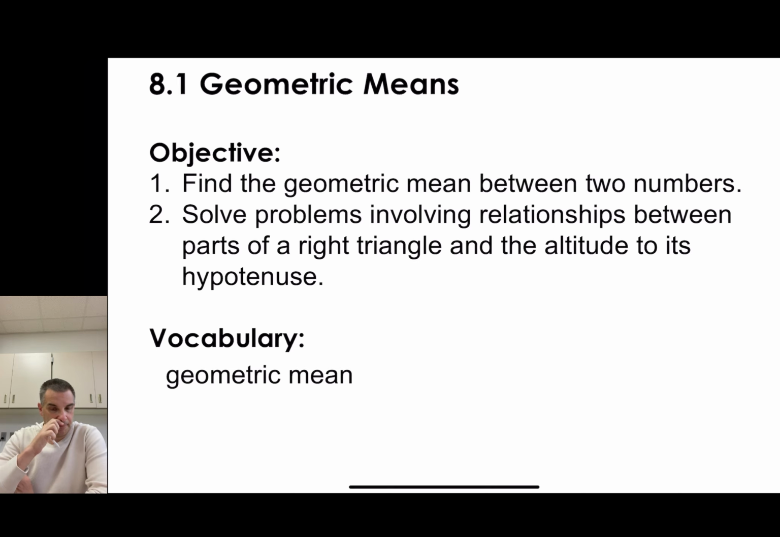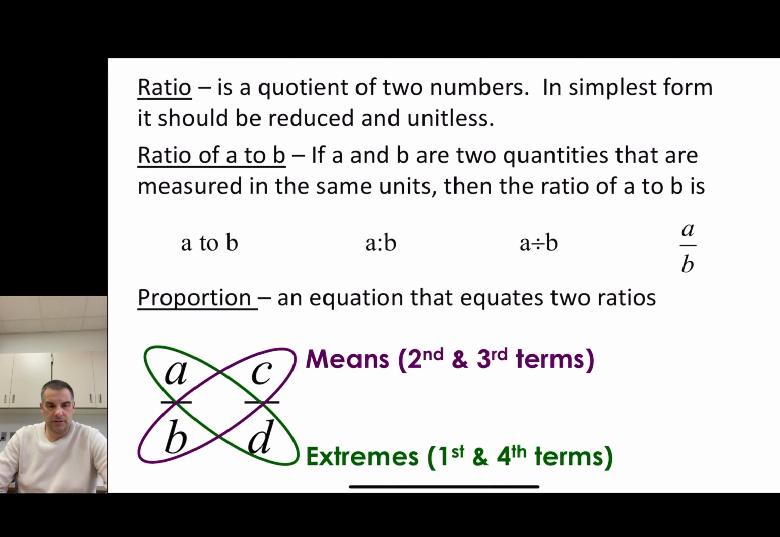So our objectives today: find the geometric mean between two numbers and solve problems involving relationships between the parts of right triangles and the altitudes to its hypotenuse.